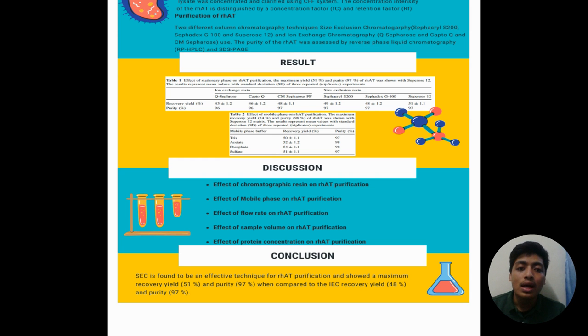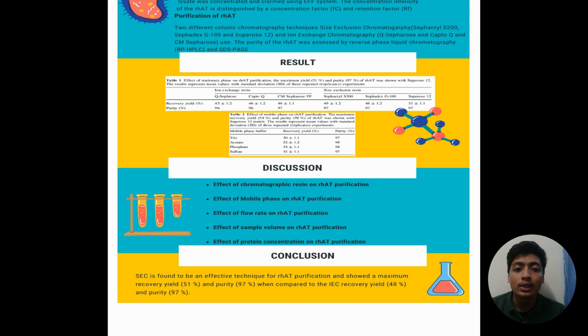The lower yields with ion exchange could be attributed to the low permeability and capacities of the resins for larger proteins such as antithrombin. Additionally, the hydrophobic character of the ion exchange resin may denature the protein. Next, we will see the effect of the mobile phase on rhAT purification.